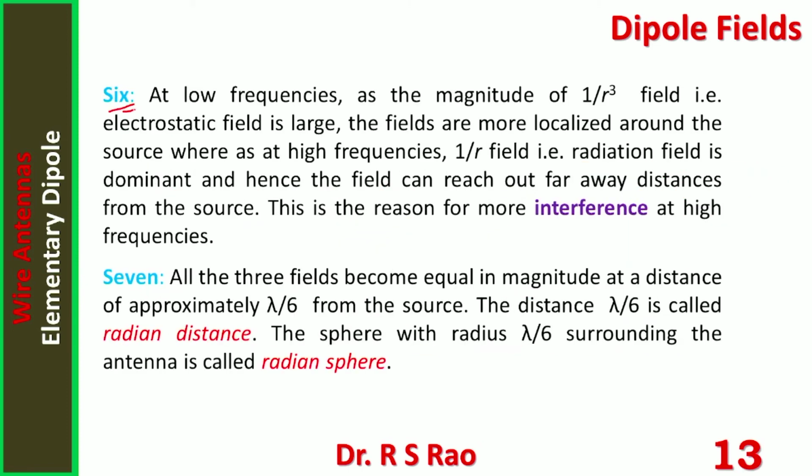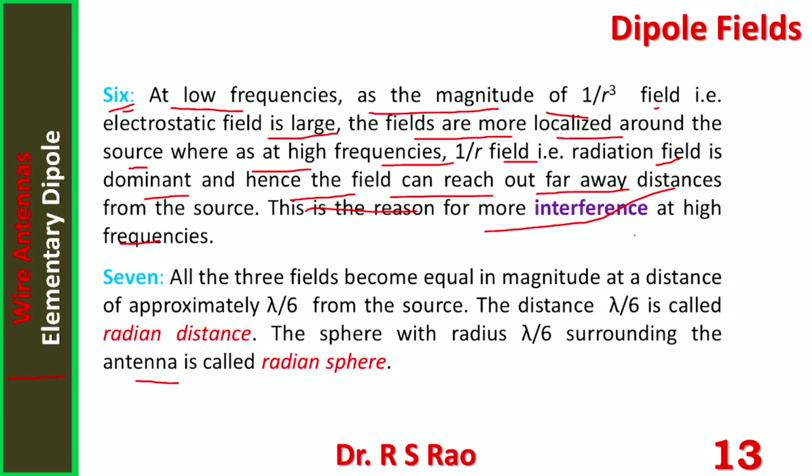Another observation 6. At low frequencies, as magnitude of 1 by R cube field, electrostatic field, is large, the fields are more localized around the source, whereas at high frequencies 1 by R field, radiation field, is dominant, and hence the field can reach out far away distances from the source. This is the reason for more interference at high frequencies.